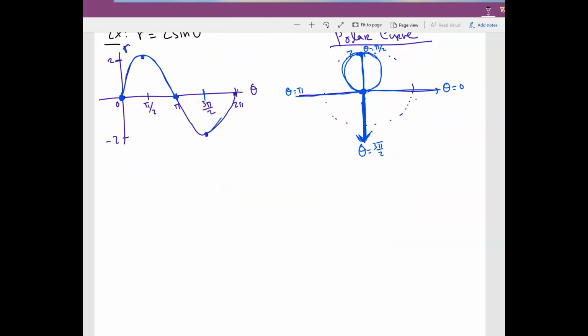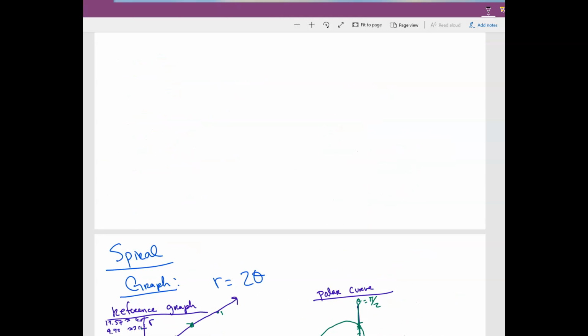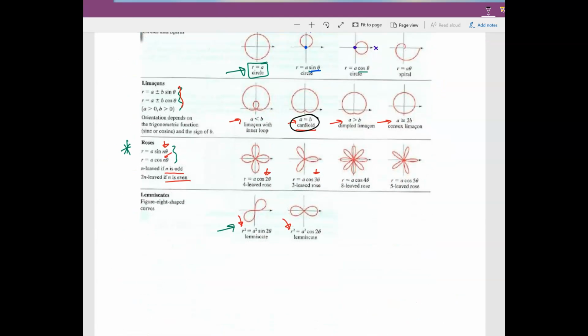Now let's do one with a cardioid. Let's say we had r is equal to 2 plus 2 cosine theta. Basically we're going to try to graph something that kind of looks like this. A cardioid, when a and b are equal to each other. We're going to see the other one last.